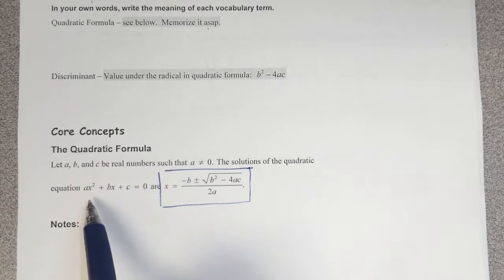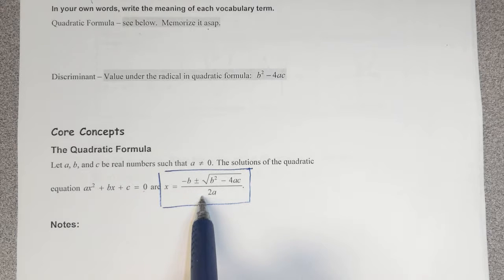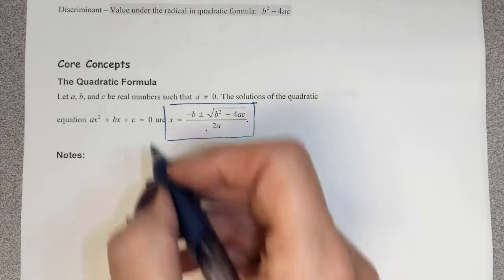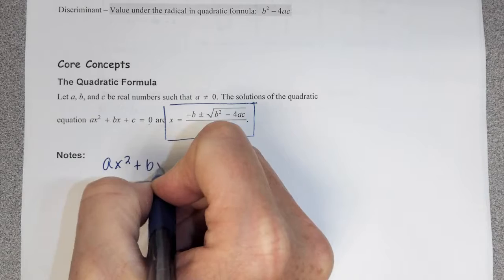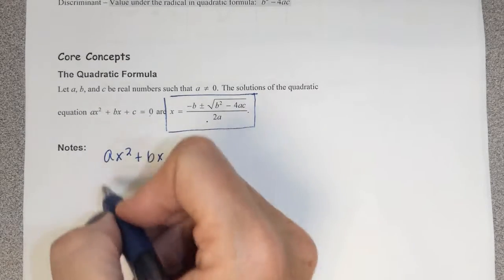Some things to notice. If we're going to use the quadratic formula, the equation must be in standard form. It must be set equal to 0 in order to use the quadratic formula. I'm going to show you where the quadratic formula came from. If we're given ax squared plus bx plus c equals 0, don't write this down, just watch.